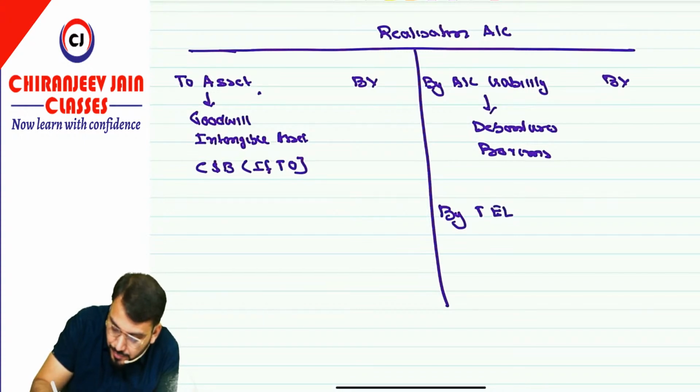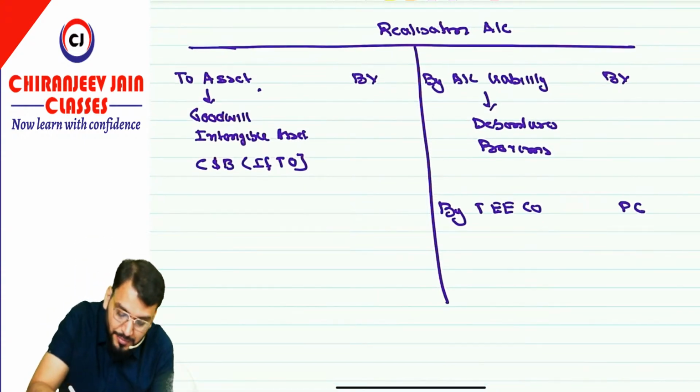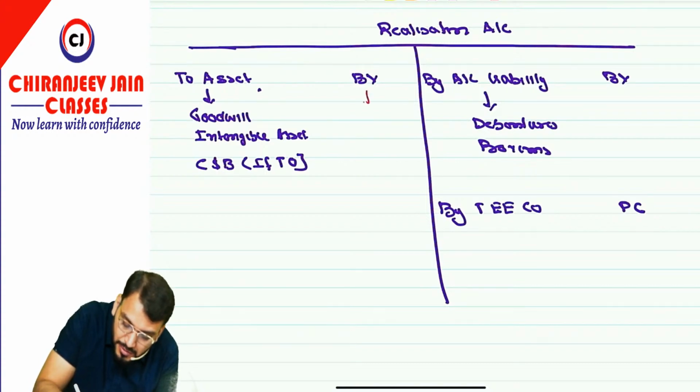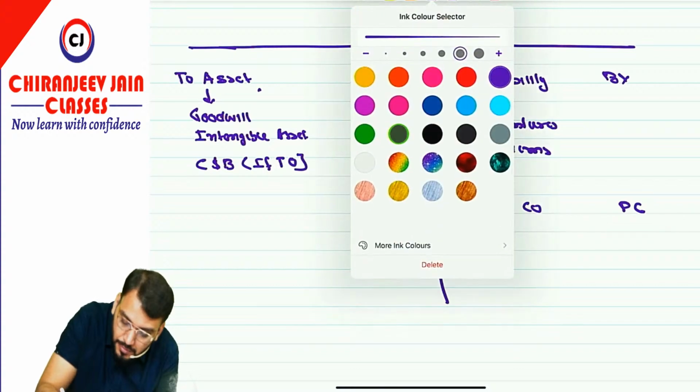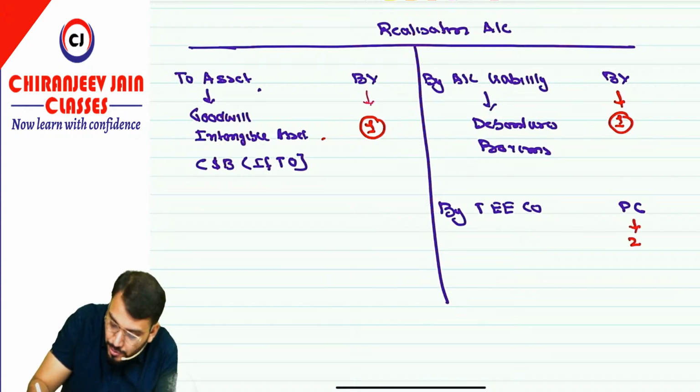Then we write on by transferee company, with the amount of purchase consideration. This is step number 1. This is step number 2. Chalega?